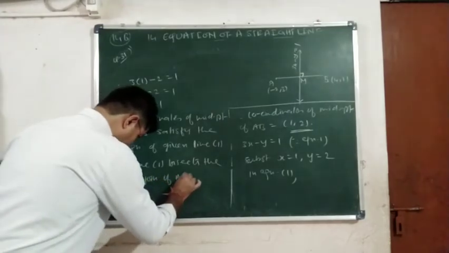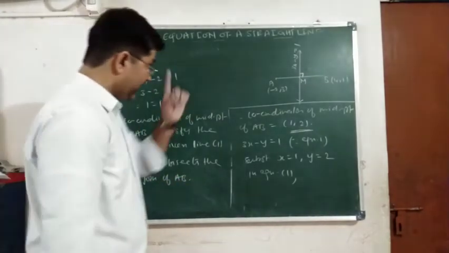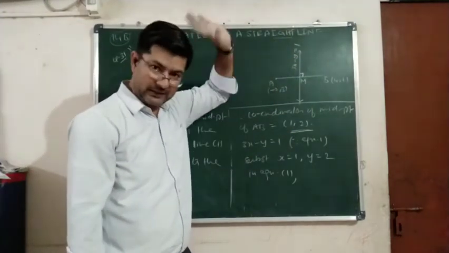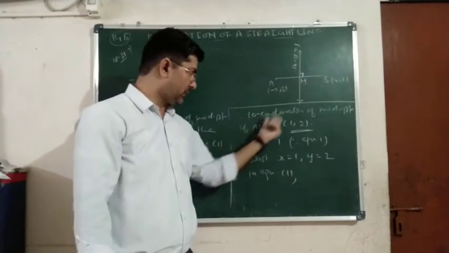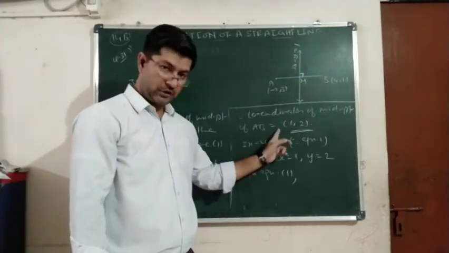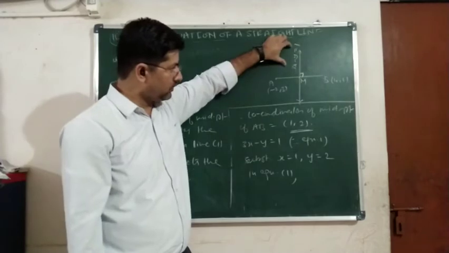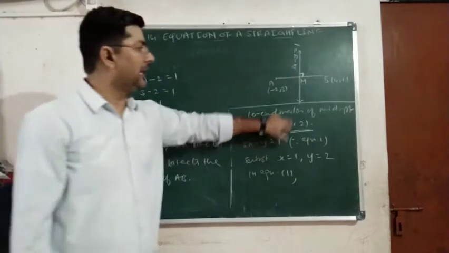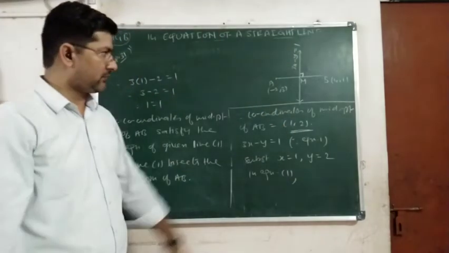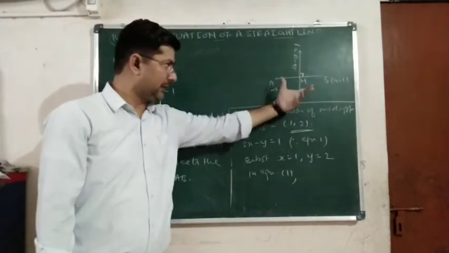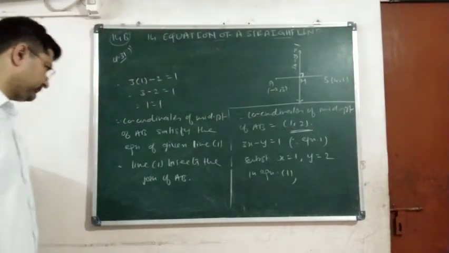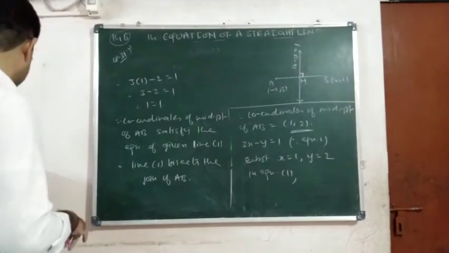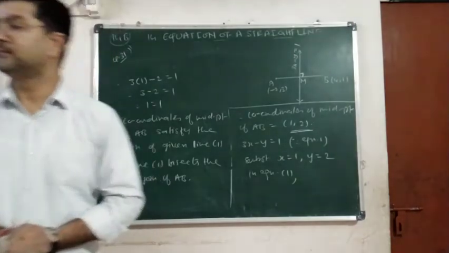So in short, what you have to check: if this is bisecting AB, then the coordinates of the midpoint of AB will satisfy the equation. So we have calculated the coordinates of the midpoint of AB, yes or no? And then we have substituted these coordinates in the given line. The equation is satisfied. It means this point lies on the line, or in other words, this line is bisecting the join of AB. Clear? So with this, question number 32 is also over. Now one last question is left. Let us finish that question.